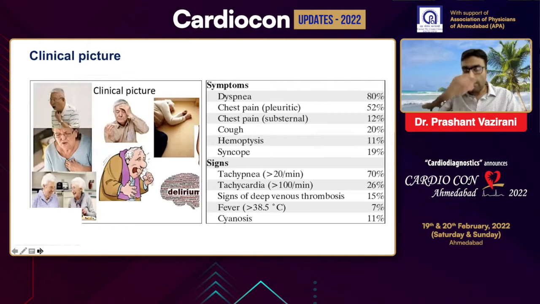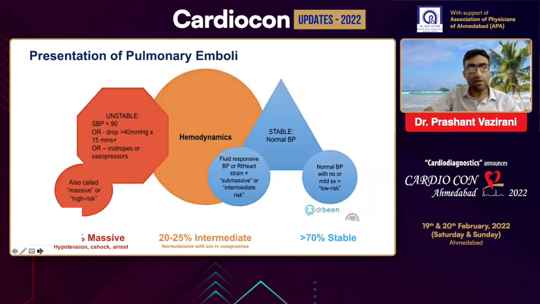So if a patient of massive pulmonary embolism comes to you, he is mostly going to come with hemodynamic collapse, cardiogenic shock, or an arrest, or extreme unexplained dyspnea or chest pain, and uncommonly with cough, hemoptysis, and syncope. The other signs which might be seen are tachypnea, tachycardia, signs of DVT, fever, and cyanosis. So these are the three ways by which patients of pulmonary embolism present.